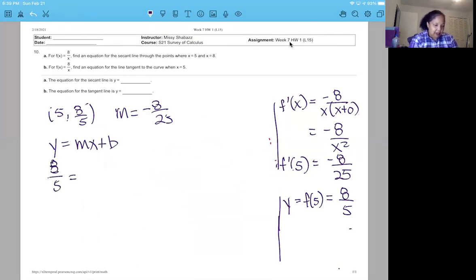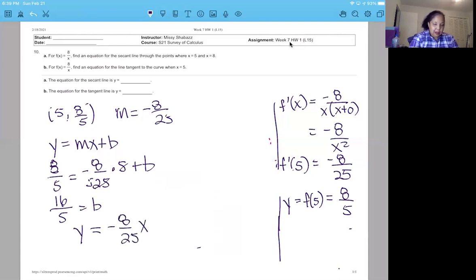And m is negative 8 over 25, and x is 5, plus b. So these 5s are going to cancel. I'm going to get 16 over 5 as my y-intercept. So the equation of my line is y equals negative 8 over 25x plus 16 over 5.